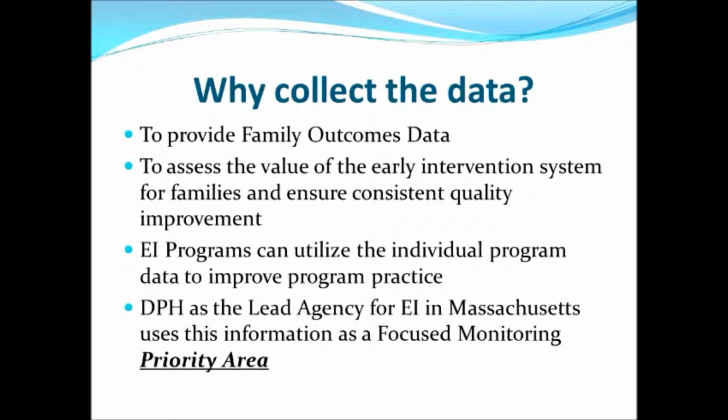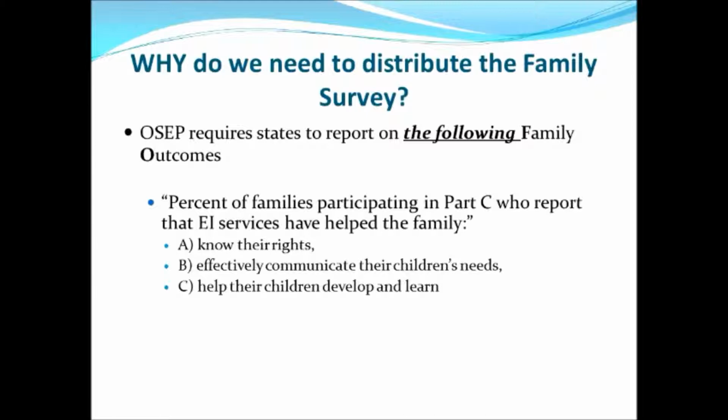Family outcomes is a priority area that the Department of Public Health will gather additional information regarding individual program practice through the focus monitoring process. Why do we need to distribute the Family Survey? It is necessary to gather information regarding families' experience while their child is enrolled in early intervention for accountability purposes.